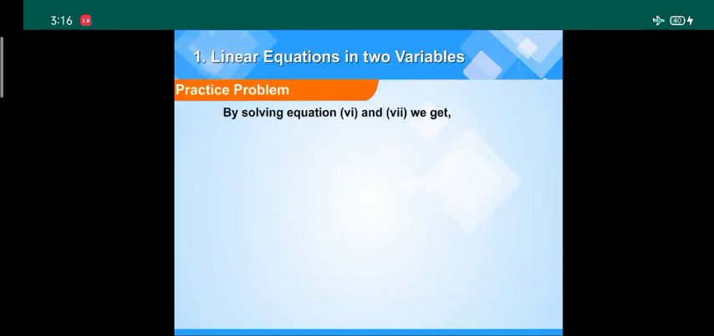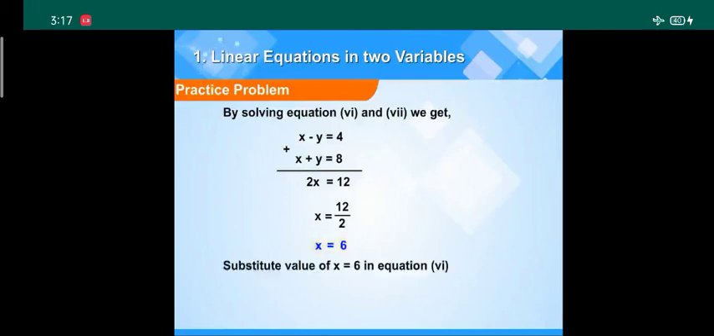By solving equation number 6 and equation number 7, we get x minus y is equal to 4 plus x plus y is equal to 8. Minus y and plus y will get cancelled. Therefore, 2x is equal to 12. Thus, x is equal to 12 divided by 2. It gives x is equal to 6.